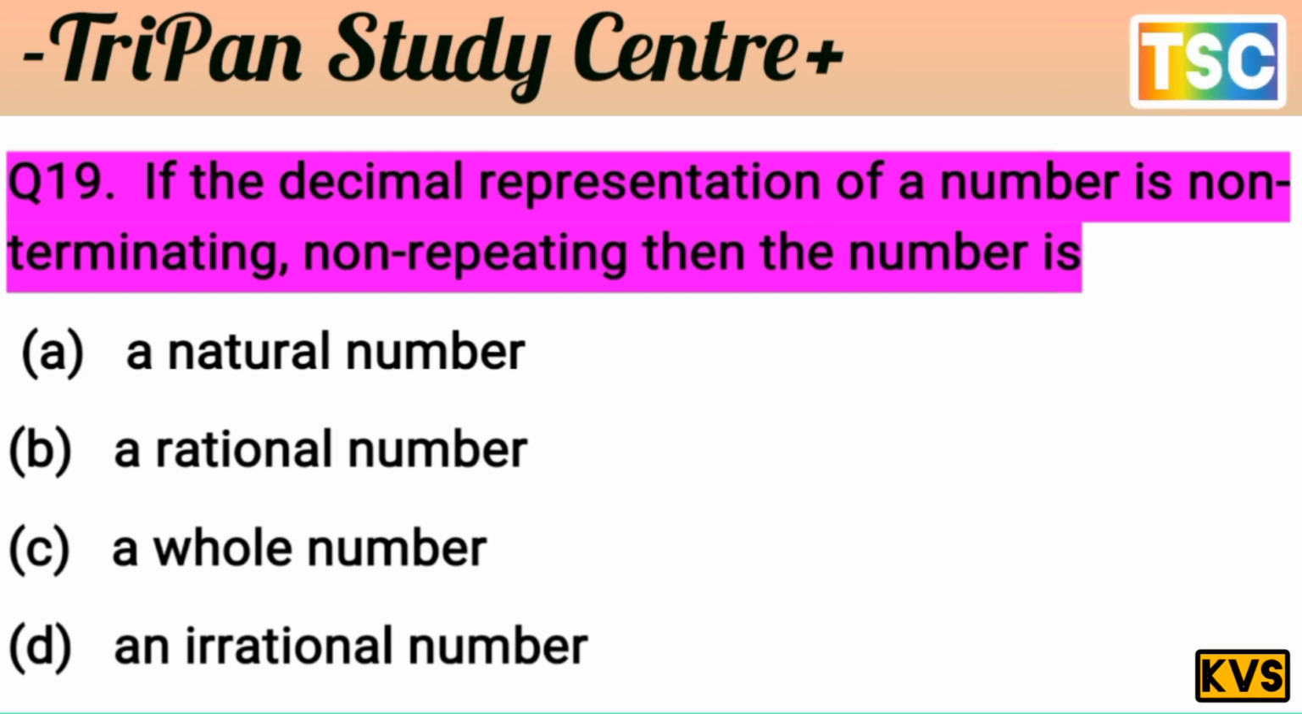You know that if you select a natural number, that is a wrong answer. If you select B, rational number, or a whole number, you are totally wrong. The option here is D, an irrational number. An irrational number is the correct answer here. And let's see the next question here.